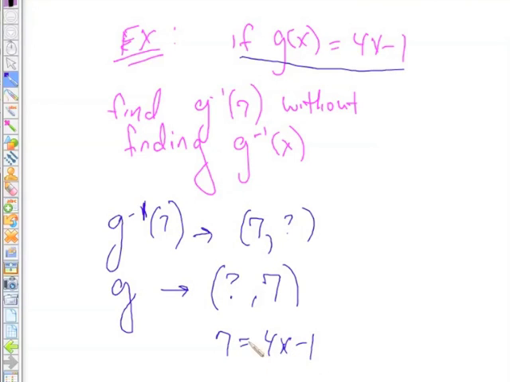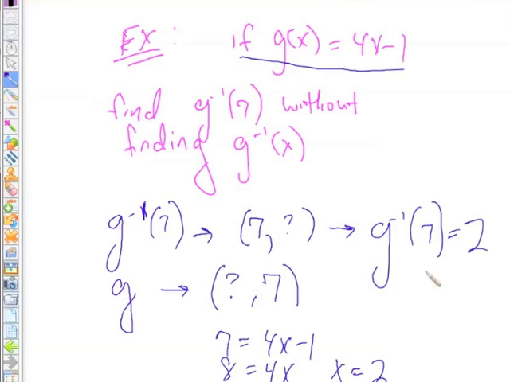So I'm going to solve this. So I add 1 to both sides. 8 is 4x. So x must be 2. So coming back up here again, we can say that if 7 goes into the inverse, then 2 will come out, which is the same as saying if 2 goes into the function, right, 4 times 2 is 8 minus 1, then 7 will go out. So both of these are true statements. So the answer is, when it says find g inverse of 7, then g inverse of 7 is 2.